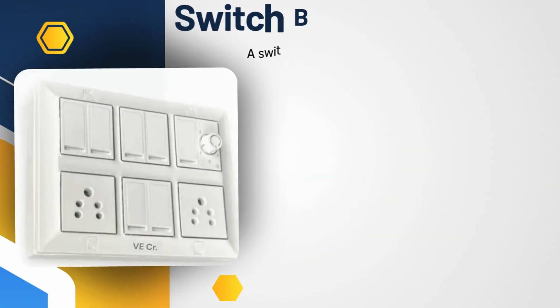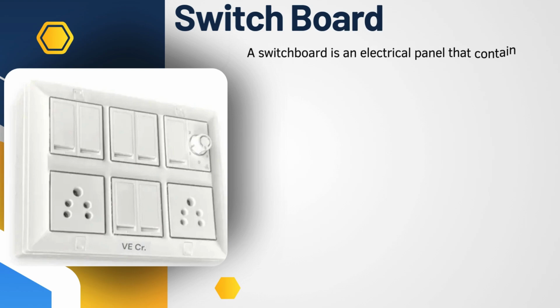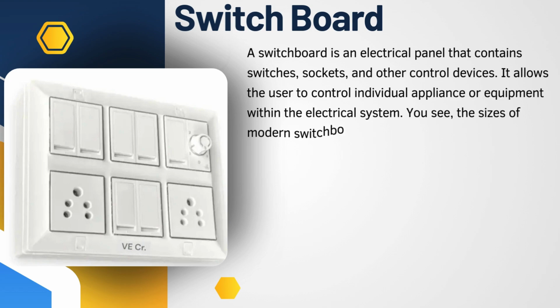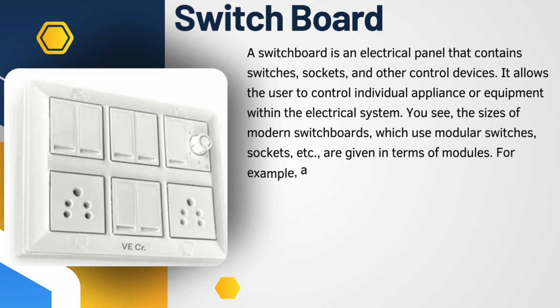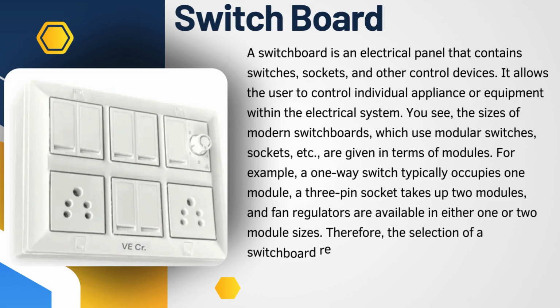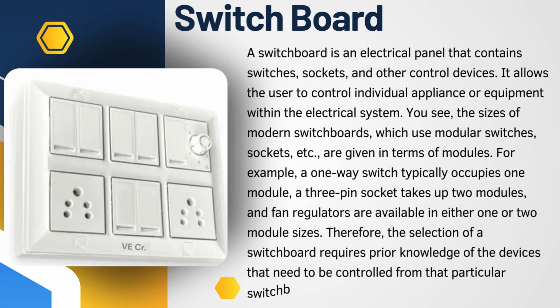Now let's move on to the switchboard. A switchboard is an electrical panel that contains switches, sockets and other control devices. It allows the user to control individual appliance or equipment within the electrical system. You see, the sizes of modern switchboards, which use modular switches, sockets, etc., are given in terms of modules. For example, a one-way switch typically occupies 1 module. A 3-pin socket takes up 2 modules. And a fan regulator is available in either 1 or 2 module sizes.